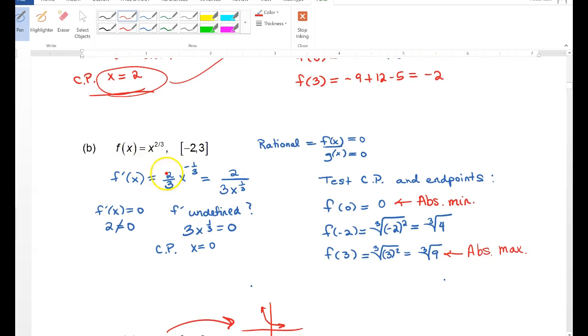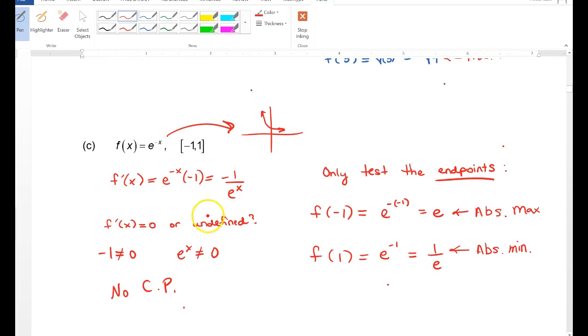The second example, we did the same thing. We did the derivative. However, the derivative is not going to be equal to 0. However, it's undefined when x equals 0, so that's our critical point. So we tested the critical point and the endpoints. Same thing, absolute min, we got to be 0, and absolute max, cube root of 9.